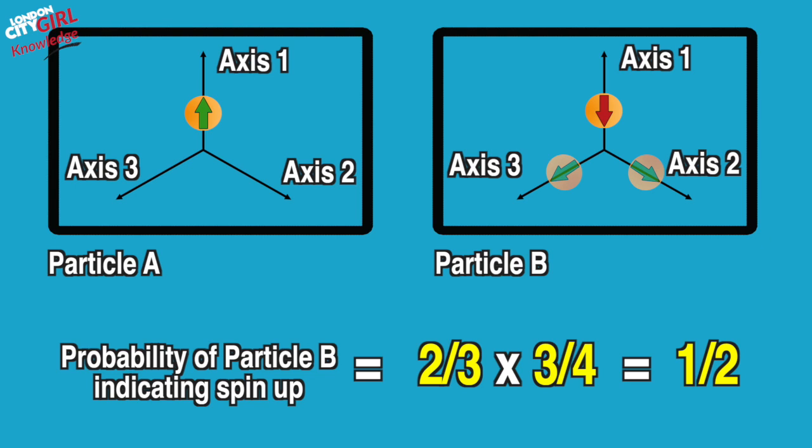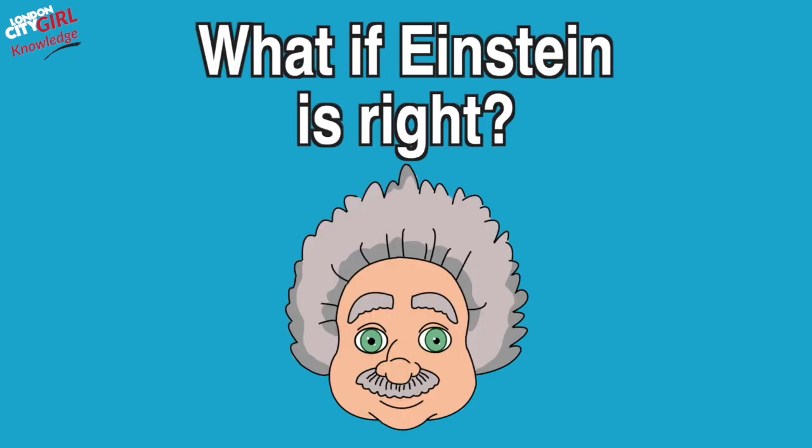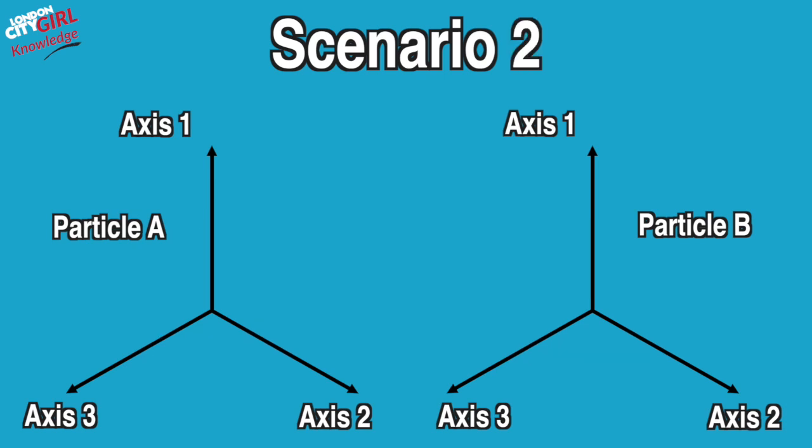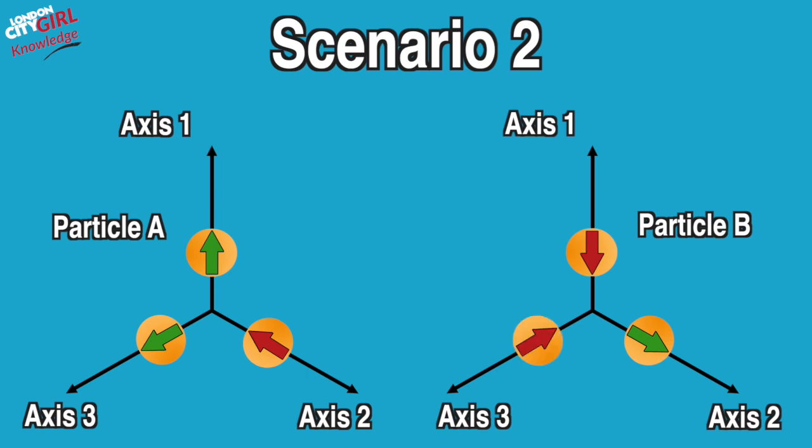So now let's discuss what would happen if Einstein's alternative explanation is correct. Well, Einstein's explanation gave us 2 scenarios. One where the spin of particle A was spin up in all axes and the spin of particle B was spin down in all axes, and another where particle A was spin up in axis 1, spin down in axis 2, and spin up in axis 3, while particle B decided to indicate spin down in axis 1, spin up in axis 2, and spin down in axis 3.